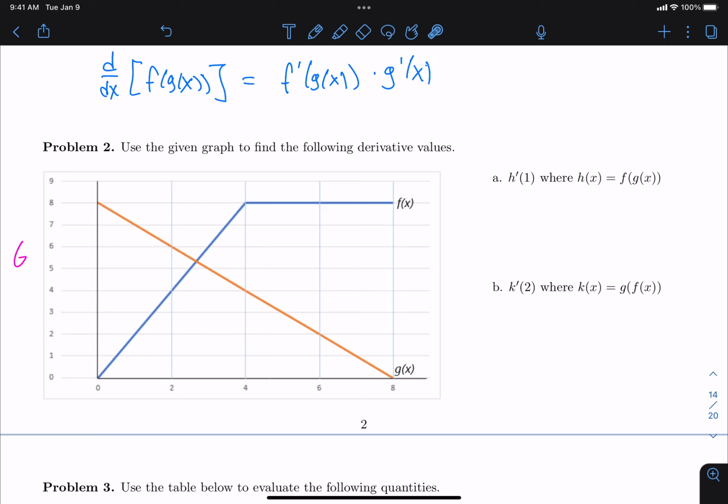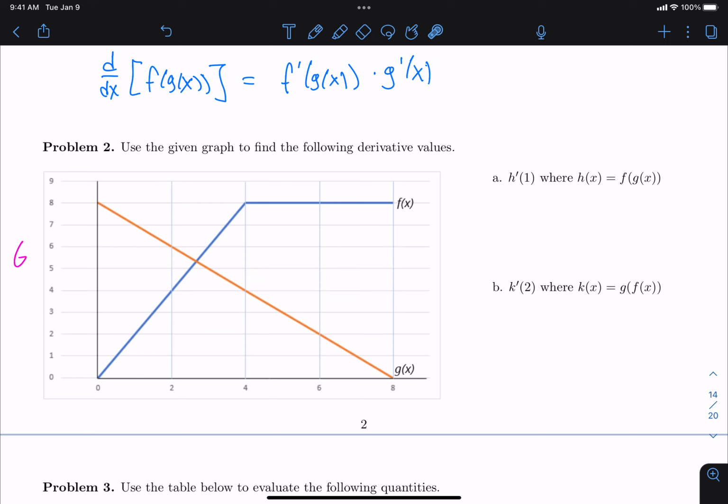And we have to multiply that times F prime of 7, which is the slope of the F function when the X value is 7. What's the F function doing when X is 7? Oh, dang. It's going straight across, so the slope is 0 at that point.